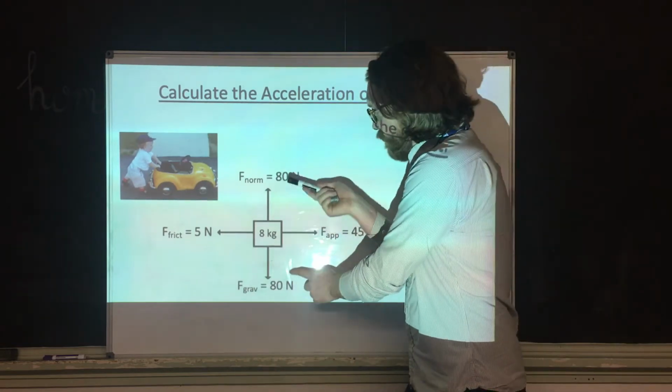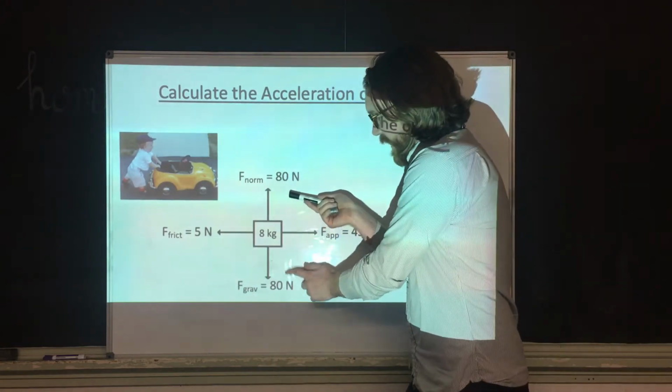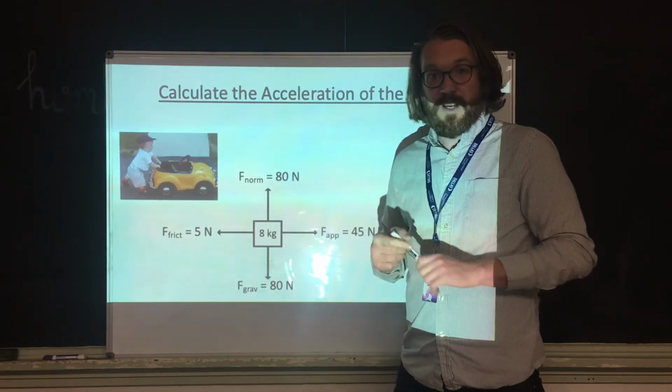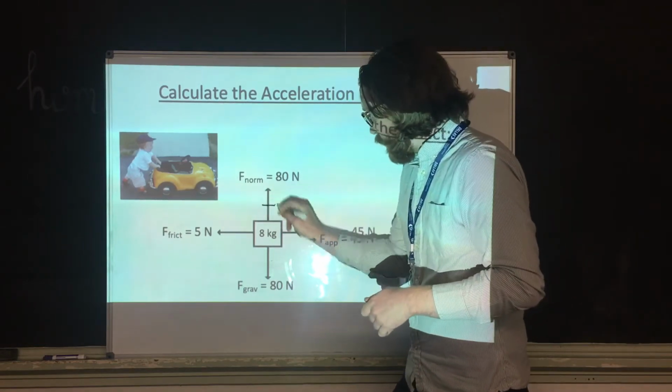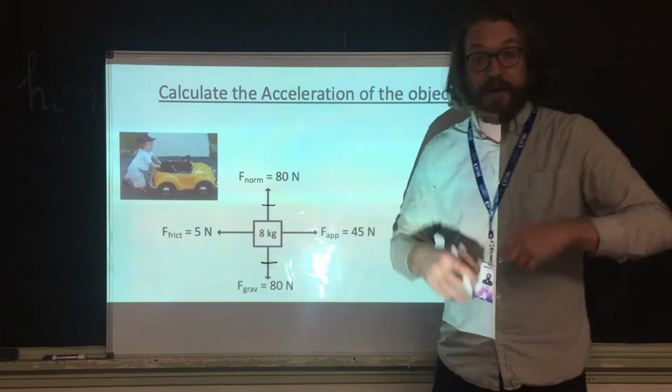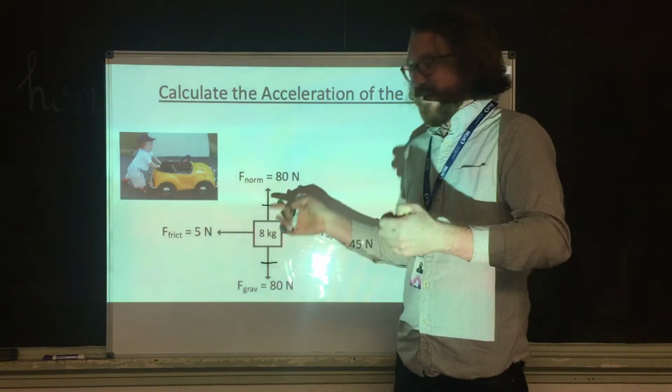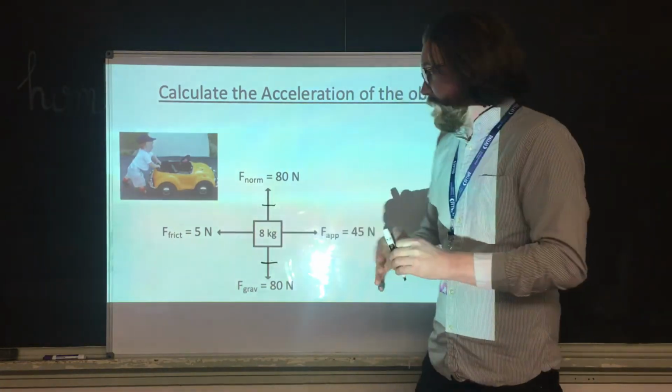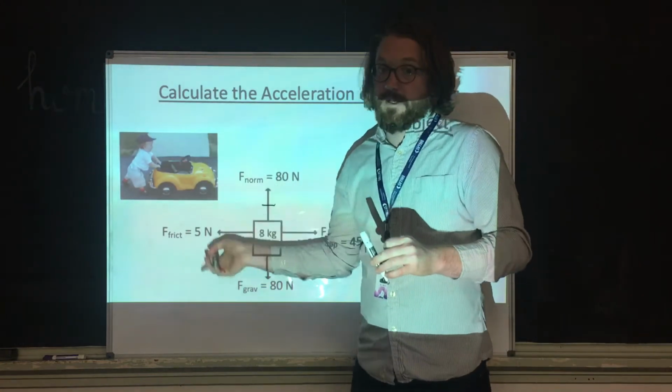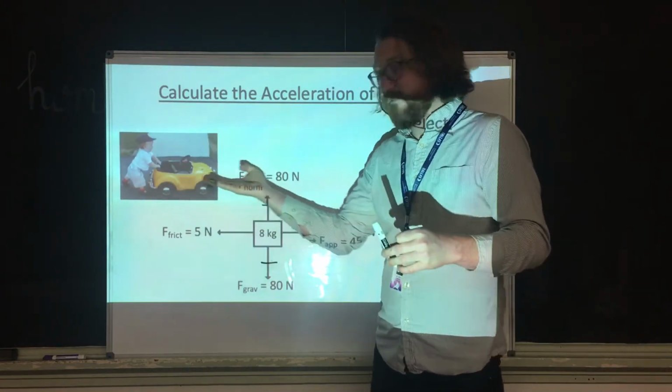Now, look at the gravity and the normal force. We have 80 newtons going down and 80 newtons going up. That means that these forces are balanced. They're equal. 80 minus 80 is 0. And that means that the car is not accelerating going up or down, it's staying flat.